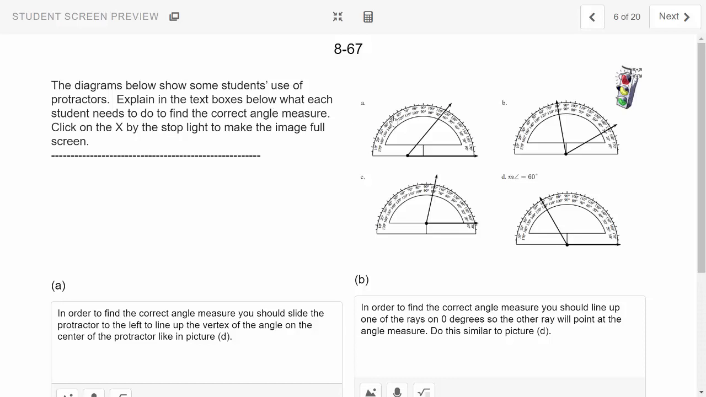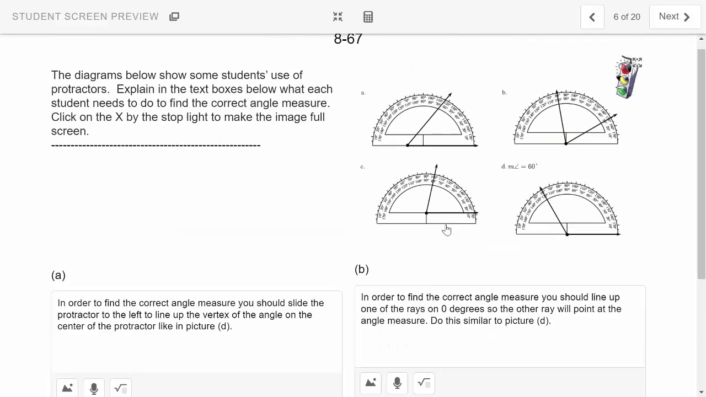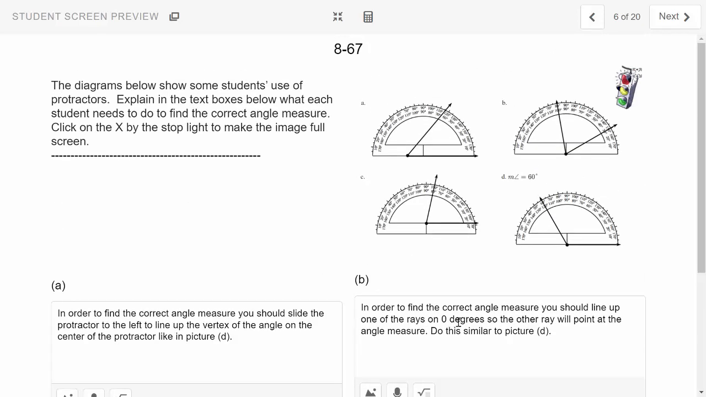Okay, so here's what we found out. Figure A, if they move the protractor to the left and line up this point right here on the vertex, more like you see in picture D here, that'll fix the problem. Part B is over here. In order to correct the angle measure, you should line up one of the rays on 0 degrees so the other ray will point at the angle measure, similar to D.